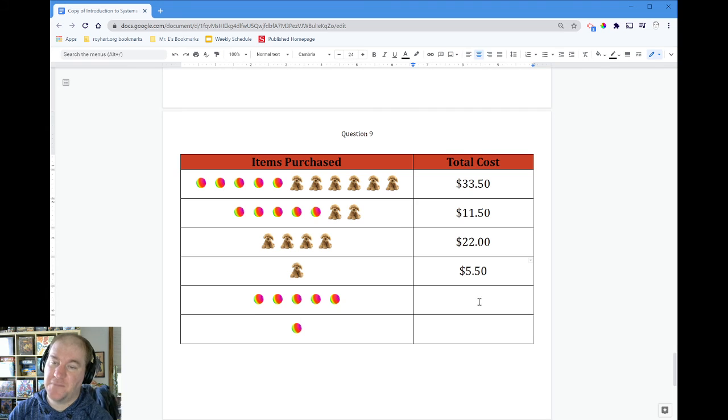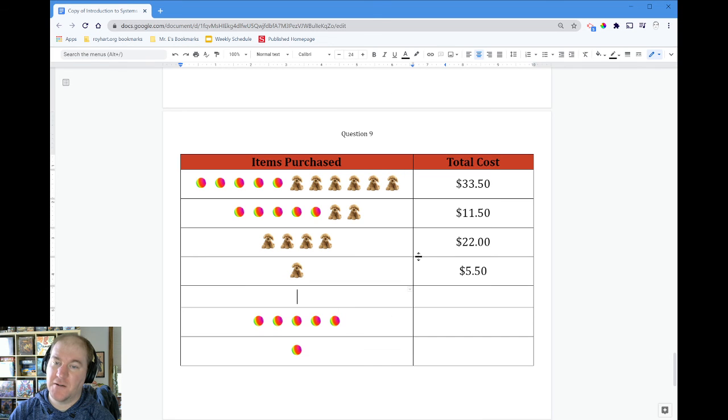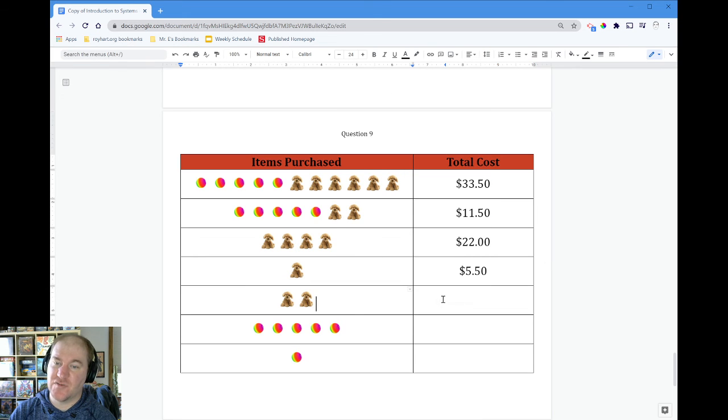That'd be $5.50. Now, if 1 stuffed animal is $5.50, this is the question where we should add a row here. We should figure out how much 2 stuffed animals are, because that would help us with this row here. If 2 stuffed animals is $11 and the whole purchase here is $11.50, that means that those 5 bouncy balls are 50 cents, or each bouncy ball is 10 cents.